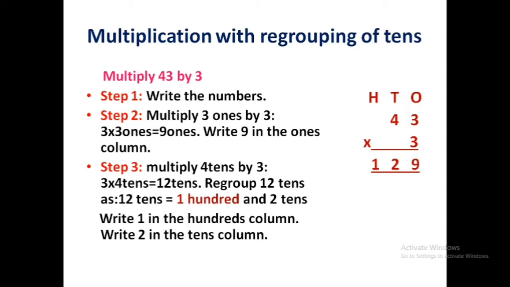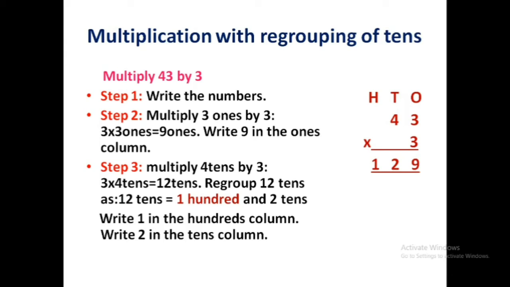Multiply 3 ones by 3. 3 times 3 ones is equal to 9 ones. Write 9 in the ones column. Next we have to multiply 4 tens by 3. 3 into 4 tens is equal to 12 tens. Regroup 12 tens as 12 tens is equal to 120 tens.